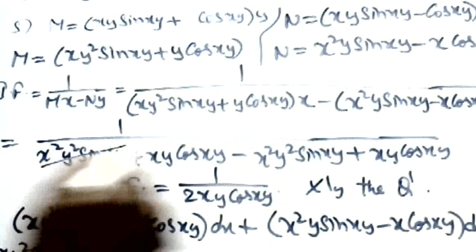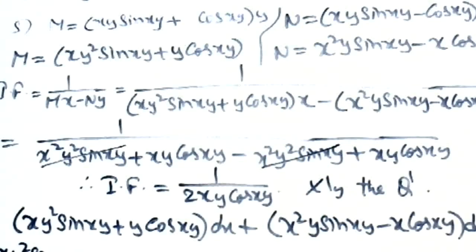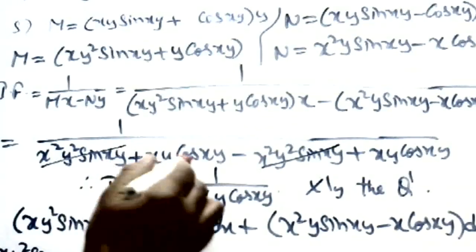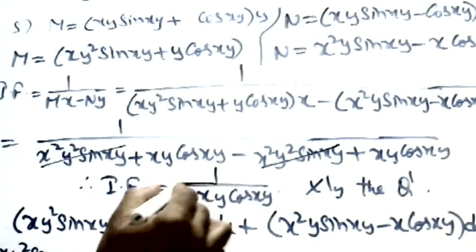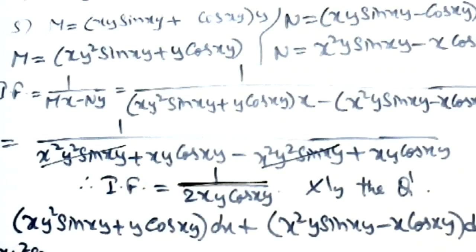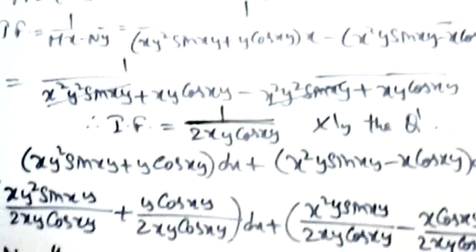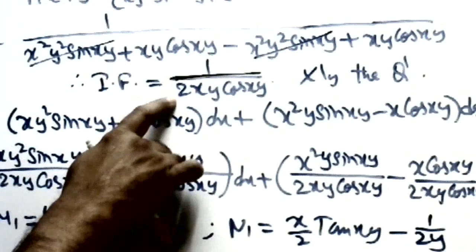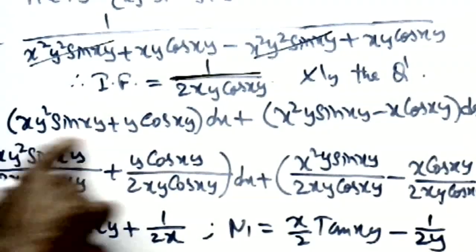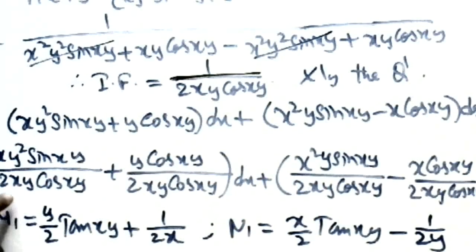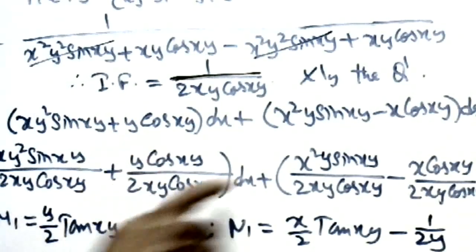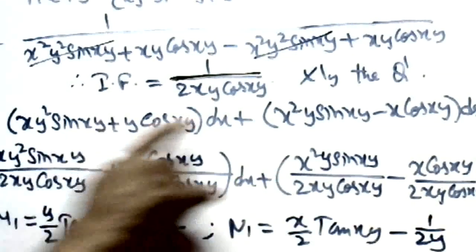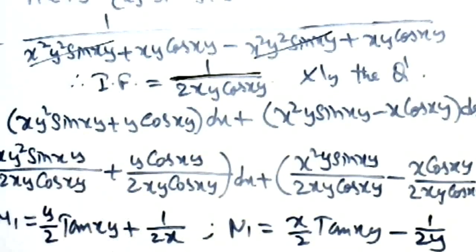Now you see here, this one gets cancelled, plus x square y square sin xy minus x square y square cos xy. So what is left here? xy cos xy plus xy cos xy will be 2xy cos xy. So we get here the integrating factor. We got the integrating factor. So let me multiply every term with the integrating factor, all the terms of the question.